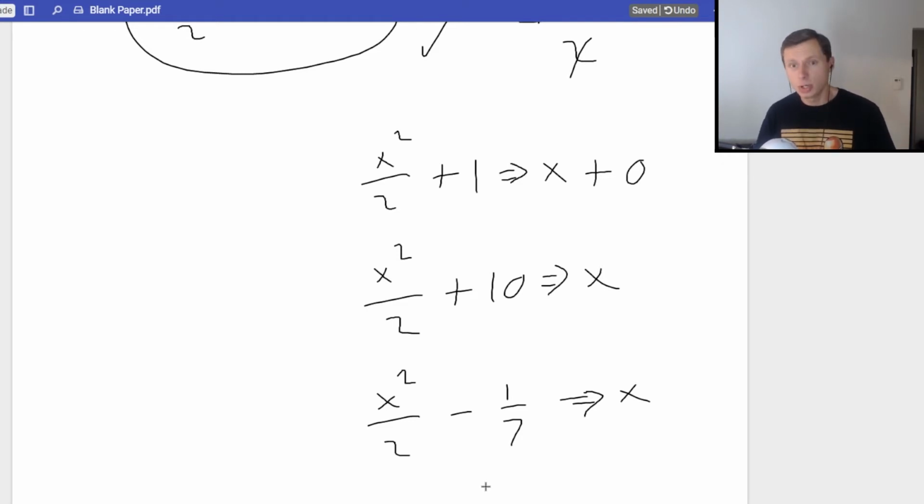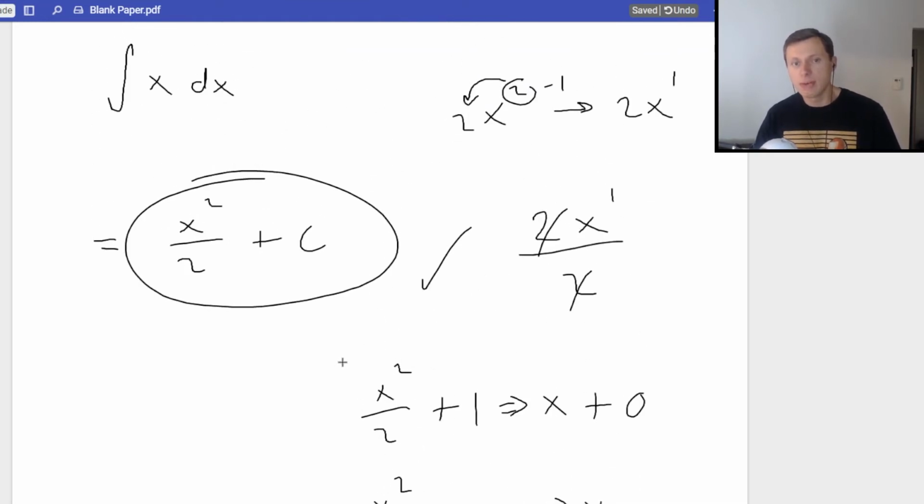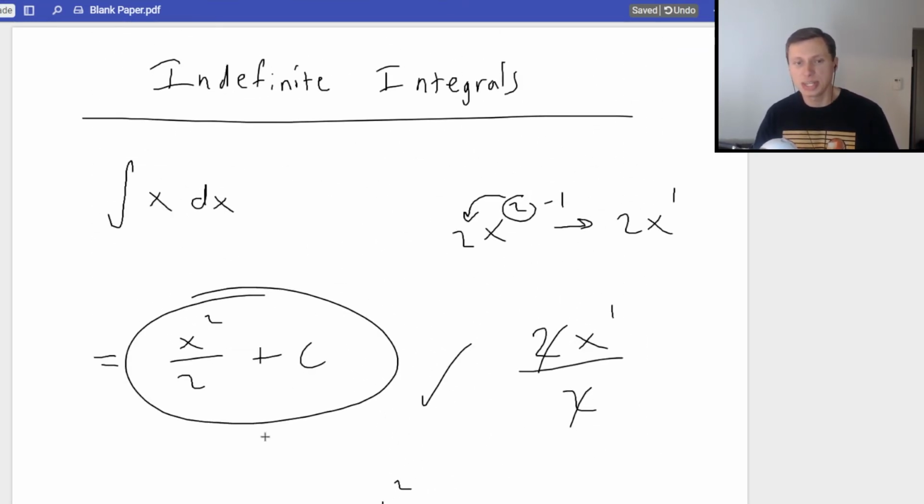Plus c we need to include because it could be any of these three. How do I know that the integral is not plus 1 or plus 10 or minus 1/7 or just 0? It could just be plus 0 in the first place. And so to cover every possible situation, we just put a plus c at the end of it, and that covers every possible answer we could have. And yes, you need to put plus c at the end of every indefinite integral problem. Okay, so that's it for the first one. Again, what did we do? We did the power rule essentially backwards. Any questions so far? Okay, great.